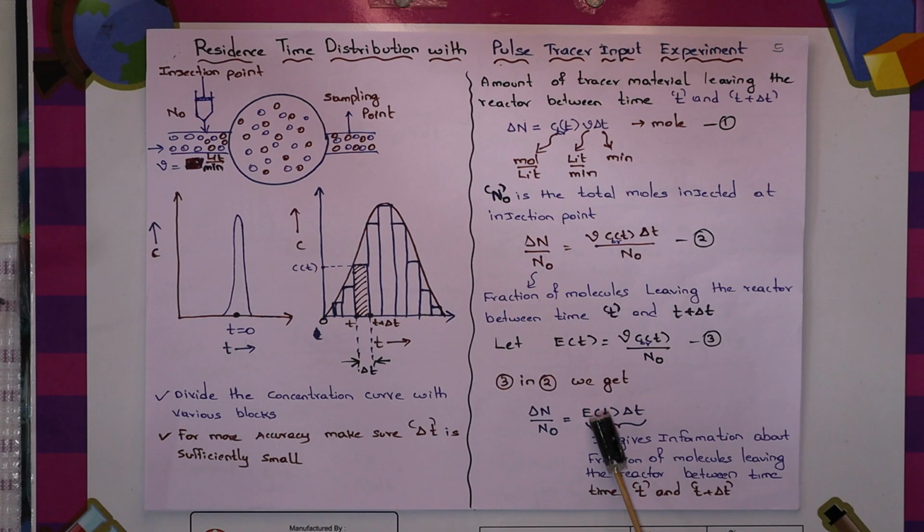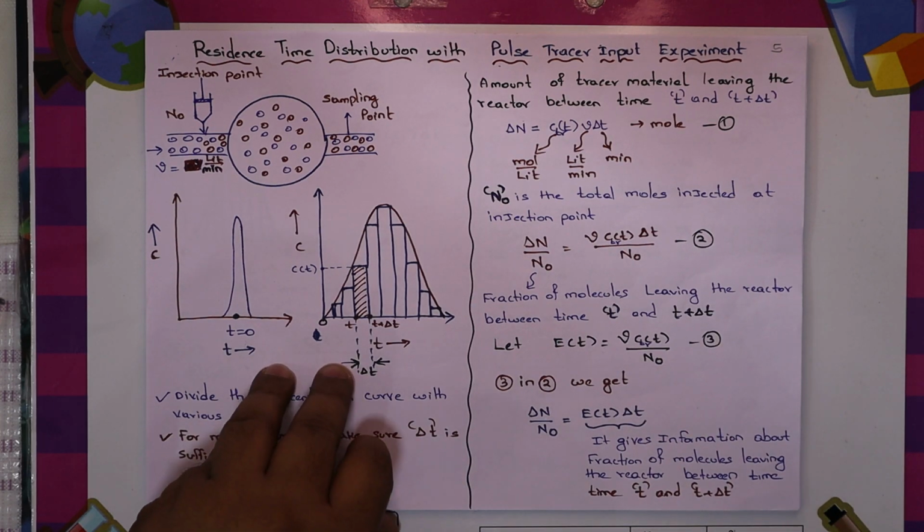Then what is the unit of E of t? Because a fraction should be unitless, and the time delta t is in minutes, E of t should be 1 by minute. That means the unit of E of t will be 1 by minute, and multiplied by minute it gives a unitless number, which is the fraction. Okay, let us move ahead.